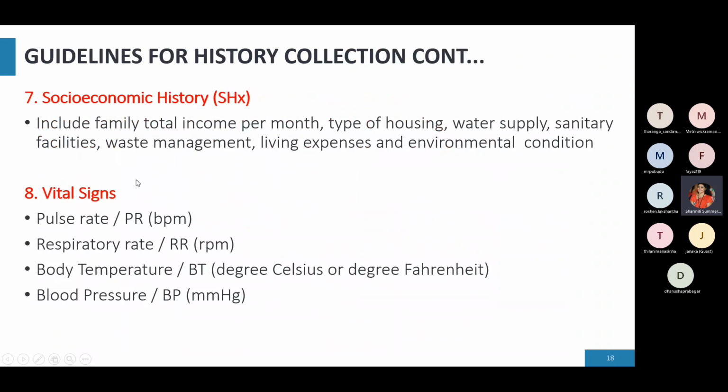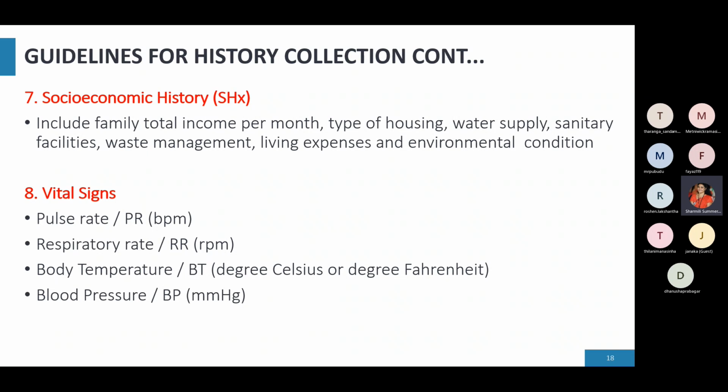Vital signs means we are just checking the parameters regarding the patient's pulse rate, pressure and temperature. We check once the patient is admitted to the ward. So these things we can identify. If there are any abnormalities, we can check.